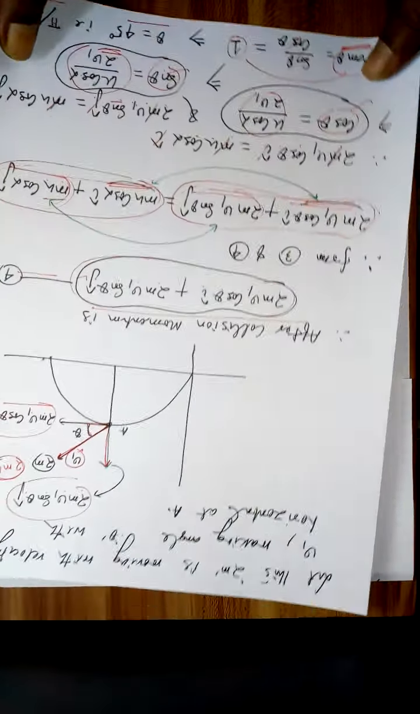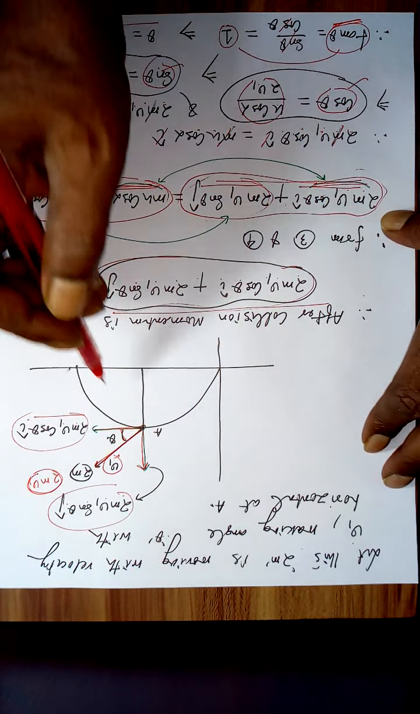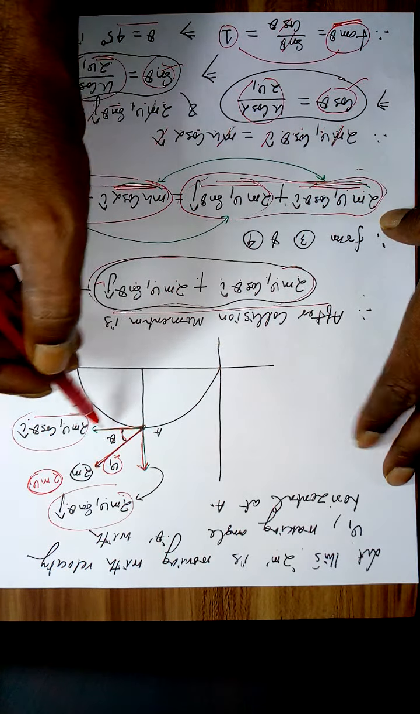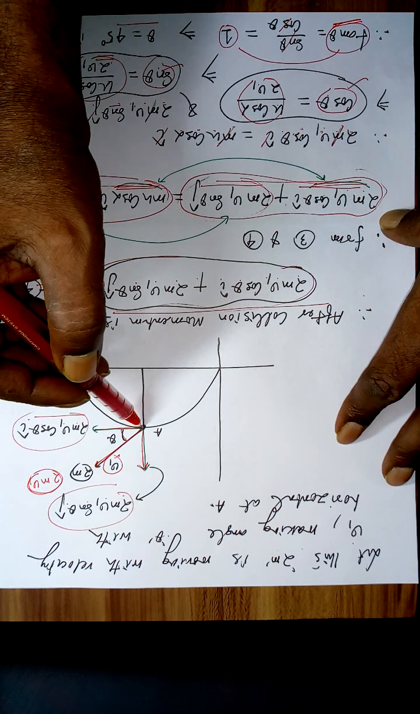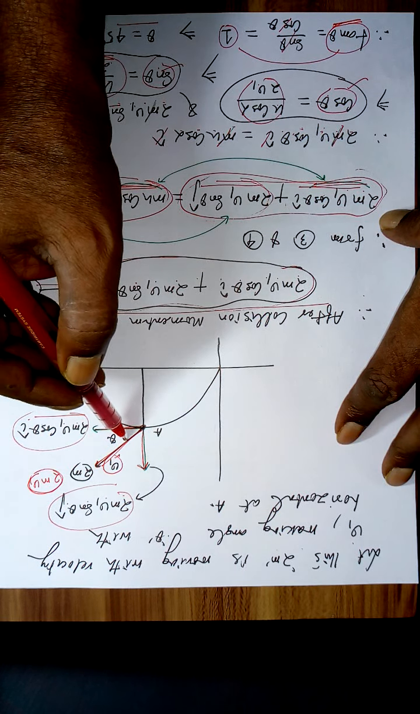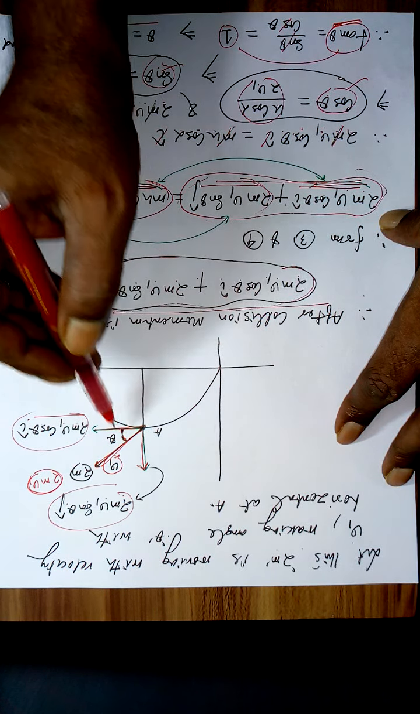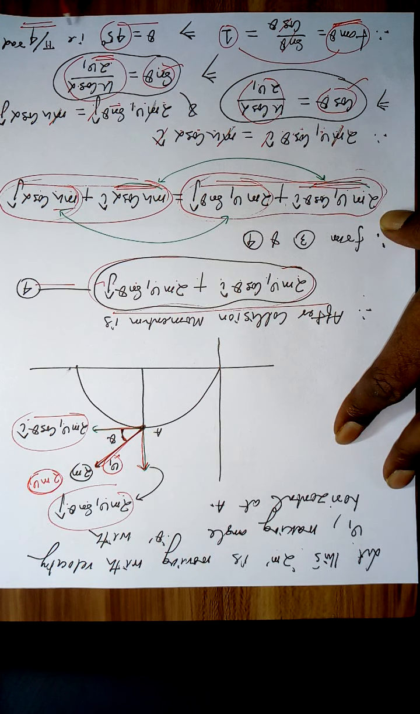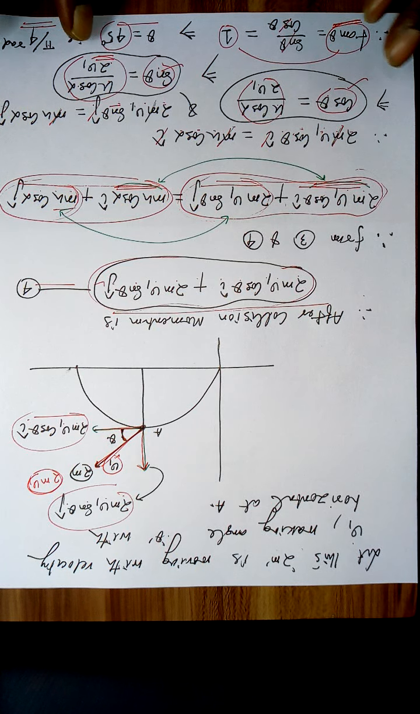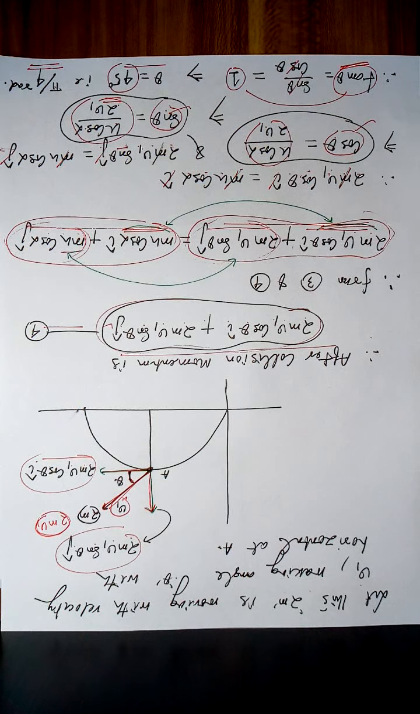So the composite mass, after the two masses combine at A, moves in a direction making angle theta with the horizontal, and that value theta comes out to be 45 degrees.